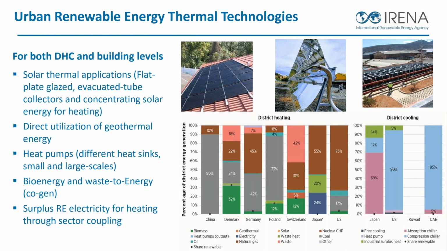The last but not least is surplus renewable electricity for heating, through sector coupling technology. Heat pumps are very efficient. We also see electric boilers used in many countries and applications. So that's an area where research is probably needed to see how most effectively we can use the surplus renewable electricity for heating, and how other technologies or innovations could help make such a transition.